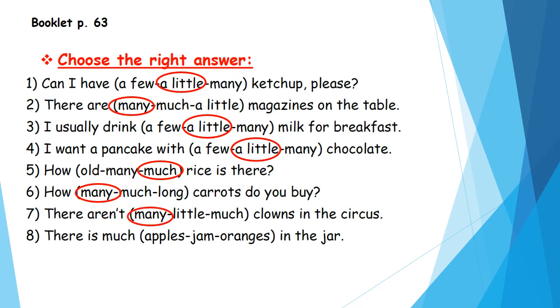Number 8. There is much apples, jam, oranges in the jar. Yes, here we have much. So we must choose a noun, uncountable noun. So we'll choose what? Jam. Jam is uncountable. There is much jam in the jar. Super Junior 3, you are super today.